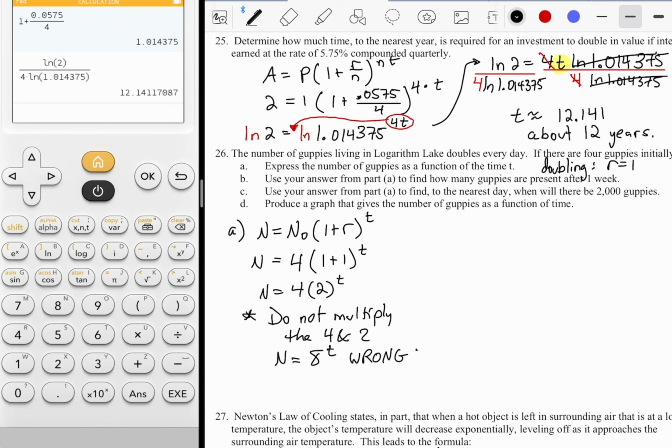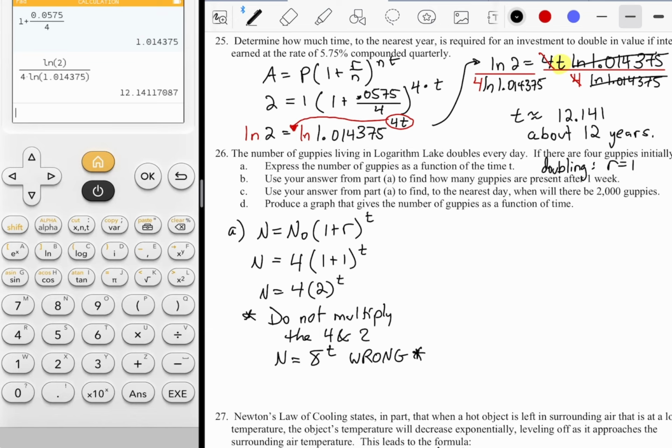So I'll put a little cautionary stuff going on here. But that's going to be my function, this. Just leave it as is. If you're ever in doubt, if you think that maybe you're not allowed to do whatever it is you're about to do in terms of simplifying, just don't do it.